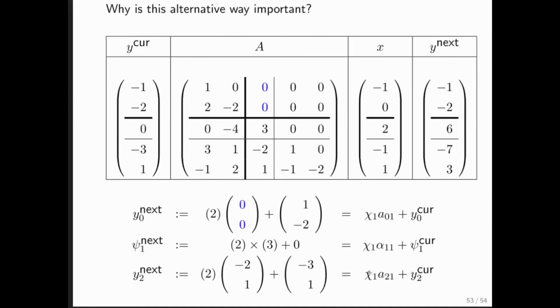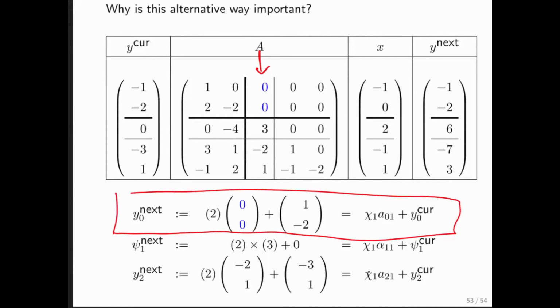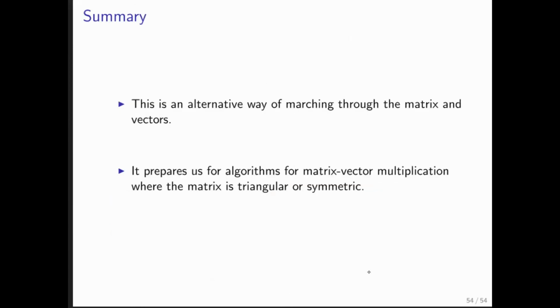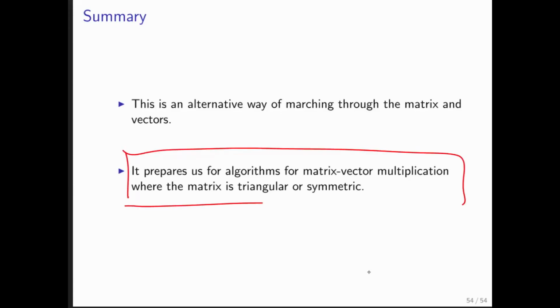Why is this so important? Well, again, look at the triangular matrix multiplication, and let's say that we've gotten to this column right here. If you look at this particular part of the AXPY, you notice that there is a 0 vector involved, and when there's a 0 vector involved, you don't need to do the computation, and therefore you perform fewer floating point operations when you execute the algorithm. This alternative way of marching through the matrix and vectors sets us up for later discussion about matrix vector multiplications when the matrix has special structure, in particular when it's triangular or symmetric.